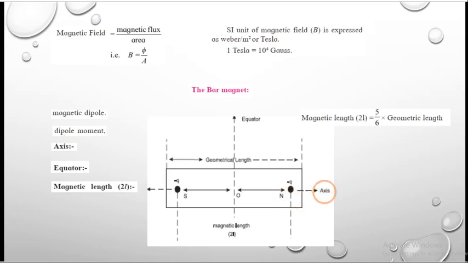And last point, that is magnetic length. The distance between two poles of a magnet is called magnetic length. There is a relation between magnetic length and geometric length. Underline this equation, very important for MCQ as well as numericals. Magnetic length is equal to 5/6 into geometrical length.